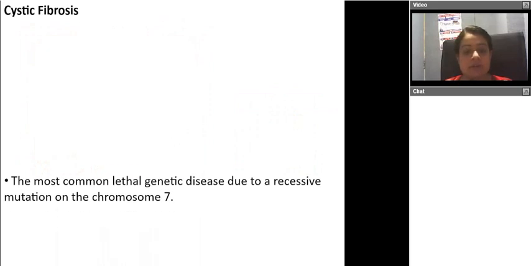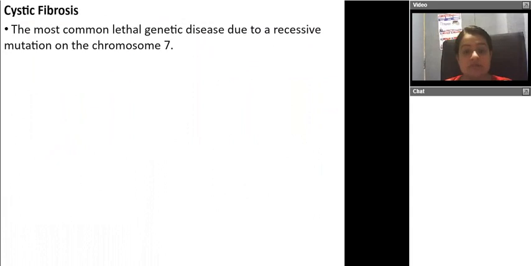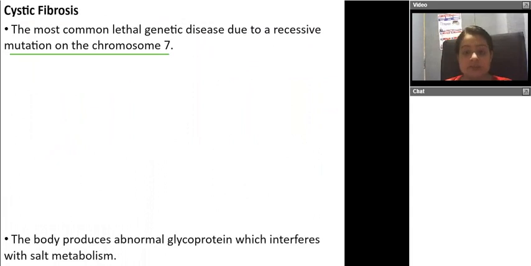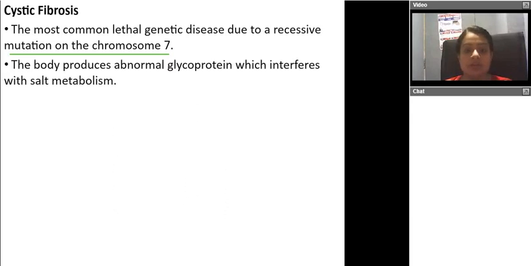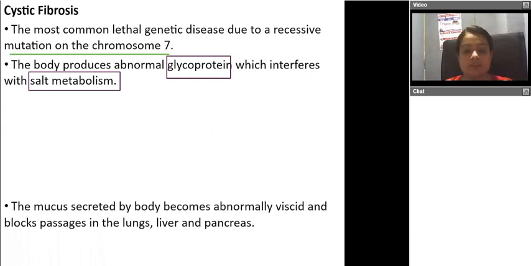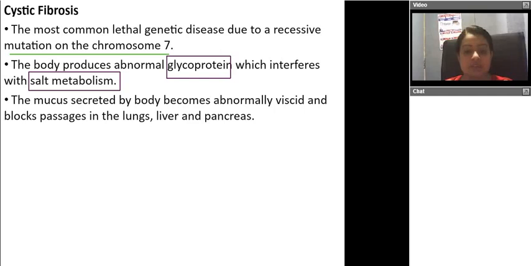Next disease is cystic fibrosis, which is a lethal genetic disease due to a recessive mutation on chromosome number 7. Here the body produces an abnormal amount of glycoprotein. This glycoprotein interferes with the salt metabolism in the body. Thus, the mucus secreted by the body is abnormally viscid and blocks the passages in the lungs, liver, and pancreas.